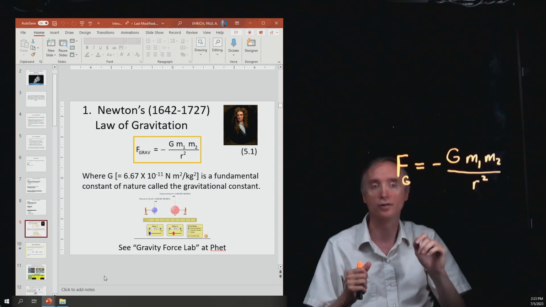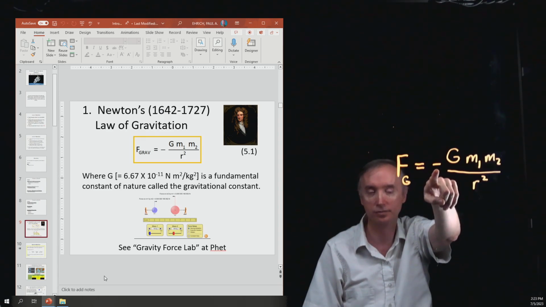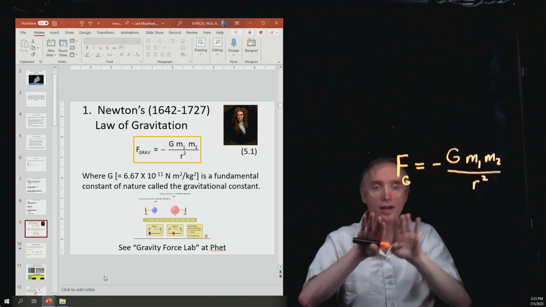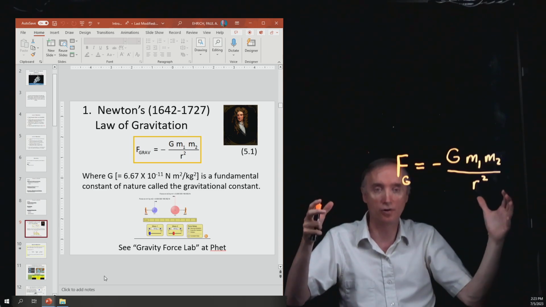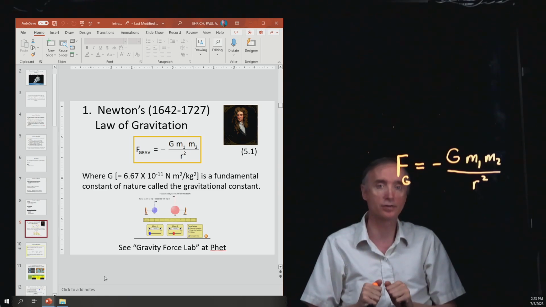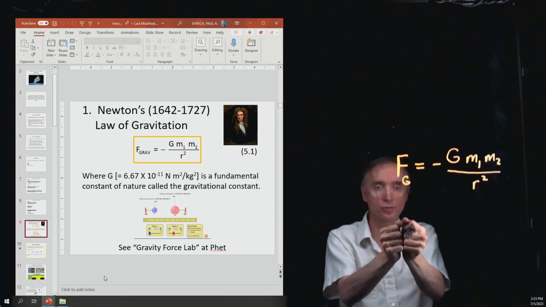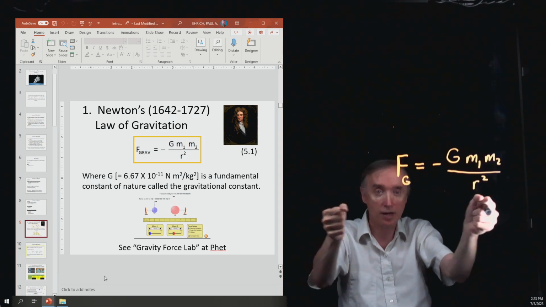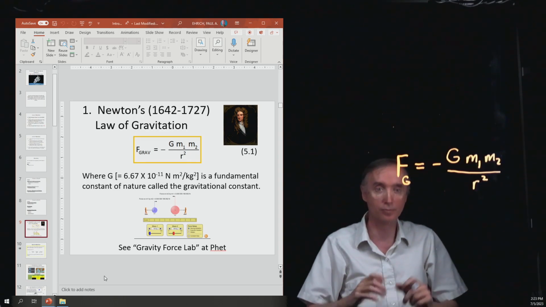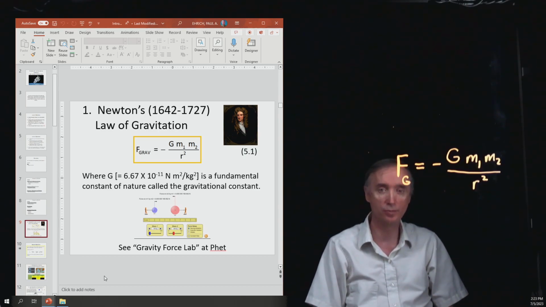Also notice gravity is attractive. That's what the negative sign means. Gravity never pushes something away. So gravity is always attractive. That's different than electricity. So in electricity, you could have situations where two objects push each other apart, or two objects can pull each other together, like magnets. But gravity is always going to be attractive.